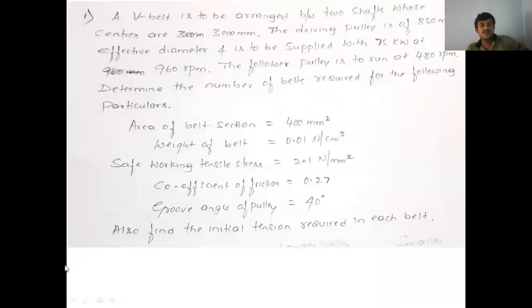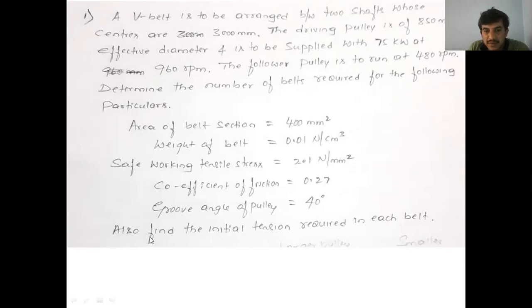Yes, copy this question. A V belt is to be arranged between two shafts whose centers are 3000 mm apart. The driving pulley is of 850 mm effective diameter and is to be supplied with 75 kilowatt at 960 rpm. The follower pulley is to run at 480 rpm. Determine the number of belts required for the following particulars.